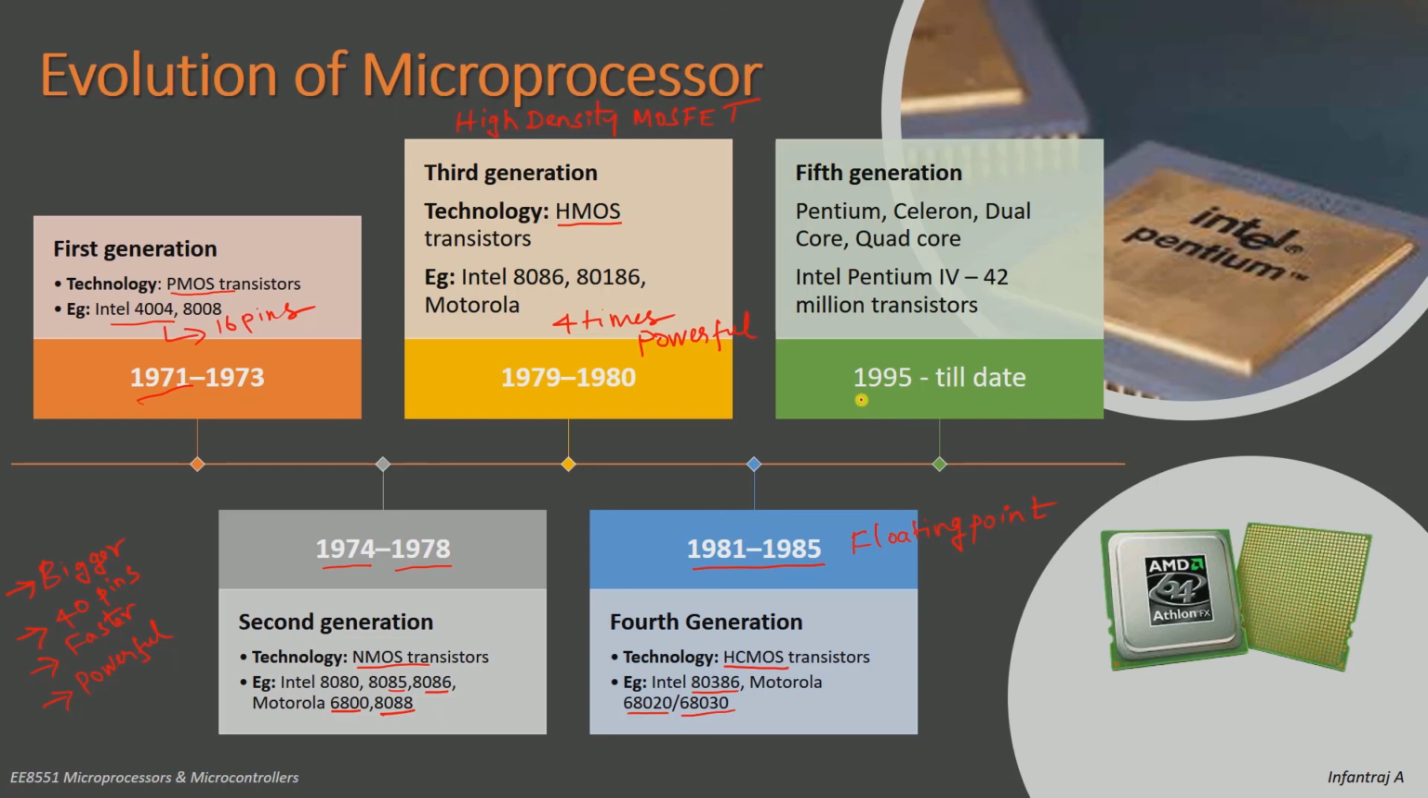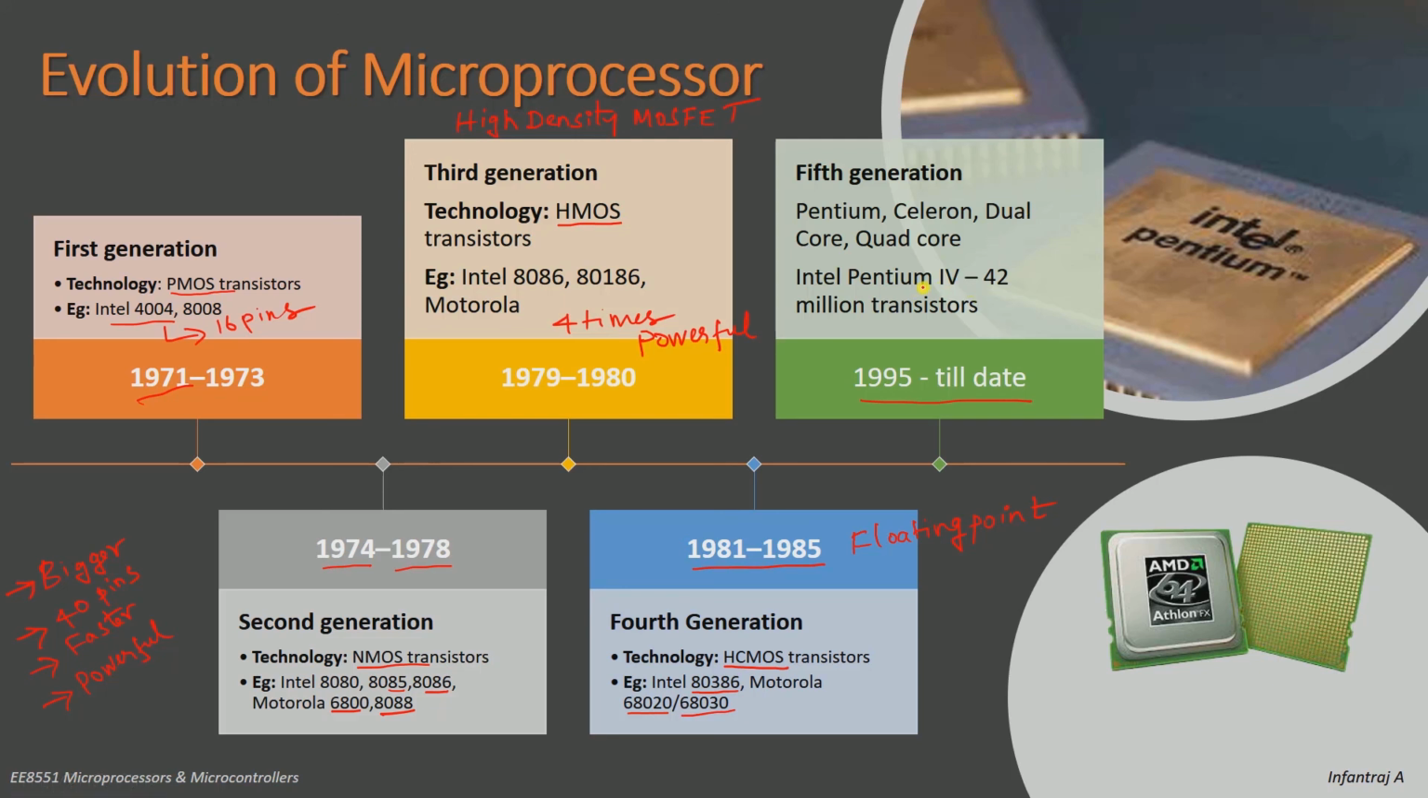Then moving on to the last timeline, from the year 1995 till the present date, which is called the fifth generation of microprocessor. Fifth generation microprocessors are the most powerful versions available these days. In the picture you can see an Intel Pentium microprocessor and an AMD 64-bit Athlon microprocessor. The computation speed of these microprocessors is very huge.